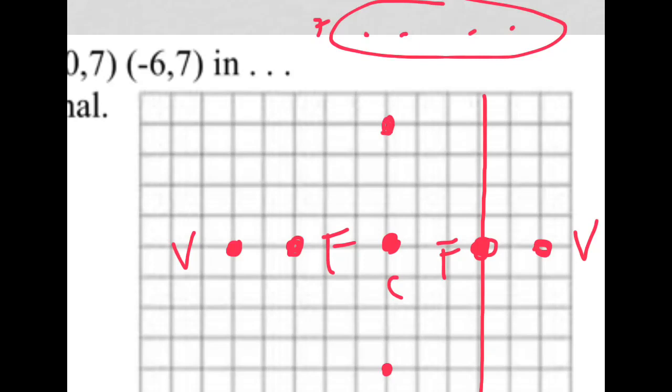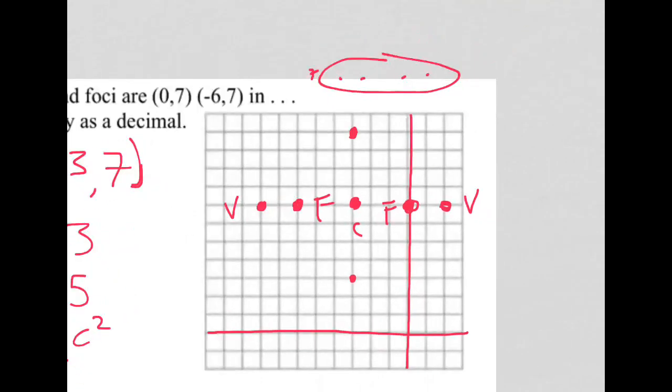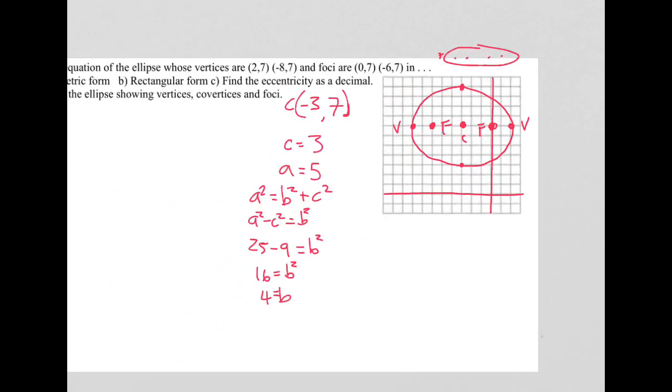How do I know I'm going up? Well, I already have my points out side to side. So there we go. We know our A value is running horizontal, which means B is running vertically. And I can now sketch in this ellipse. And then I can go ahead and actually write this equation.